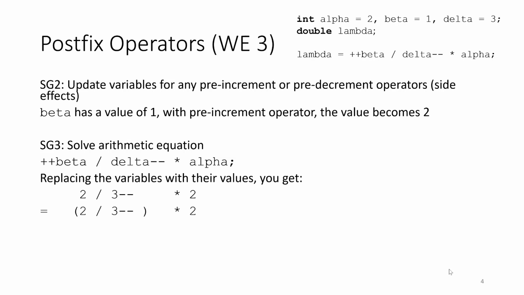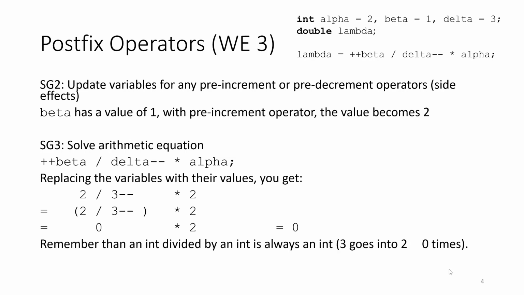We know from operator precedence that the division comes first, so 2 divided by 3, then multiply by 2. 2 divided by 3 is integer division, which gives us 0. Multiplied by 2 is still 0. The resultant value on the right-hand side is 0.